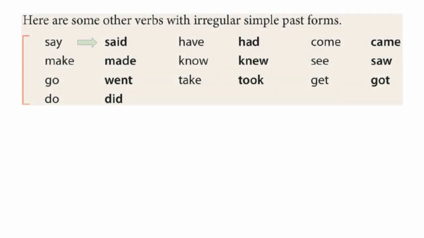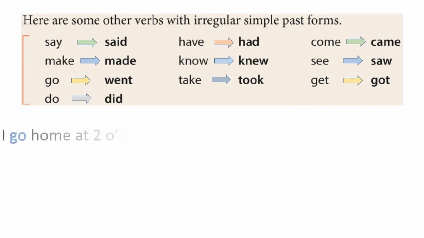There are also other irregular verbs. Here are some examples. For example, like say, يقول, or make, يصنع, and go, يذهب, and have, يملك, or عنده, and some other examples there.